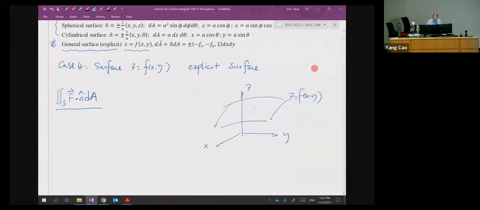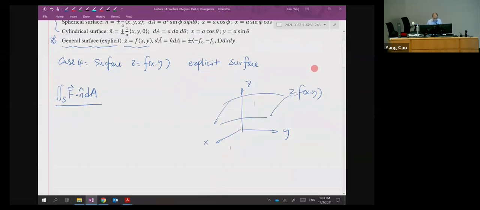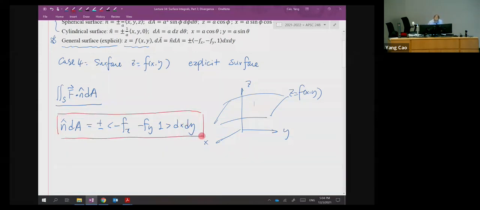For case 4, I'm going to present you with the final result first, and then we'll go through it a little bit to roughly see how you get it. For case 4, instead of finding n hat and dA separately, we can actually find n hat dA in one shot. The result for n hat dA is this: positive or negative fx, negative fy, and 1, times dx dy, or dy dx. It doesn't matter. What I'm giving you here is the result, and then I'll talk a little about how this result is obtained.